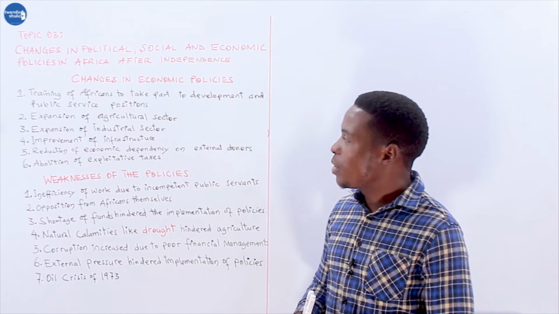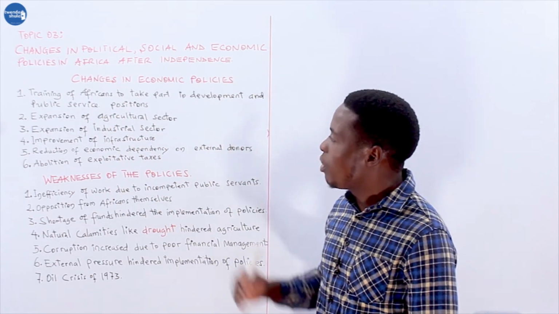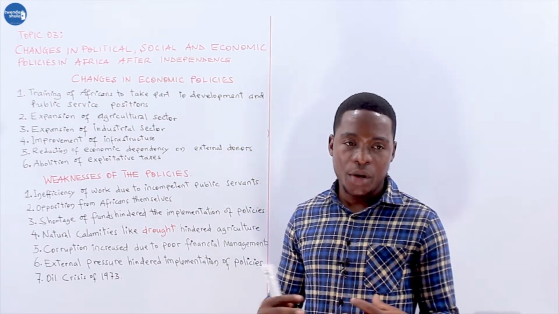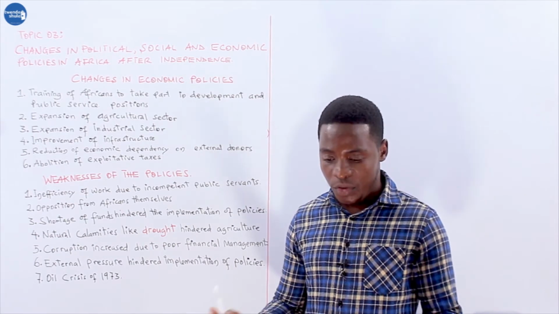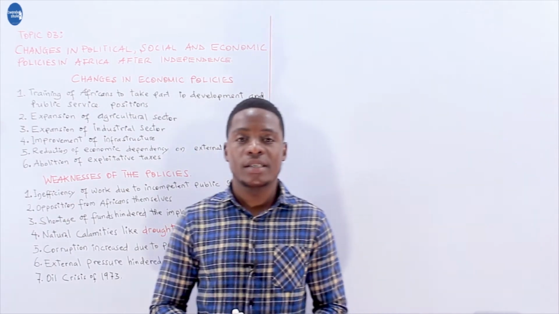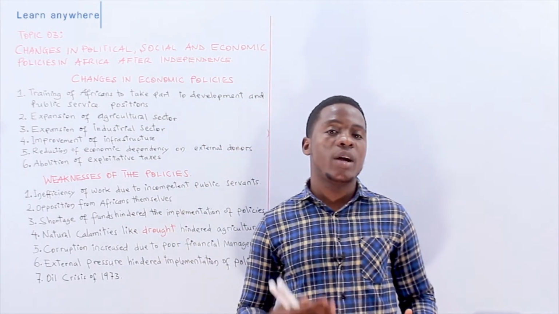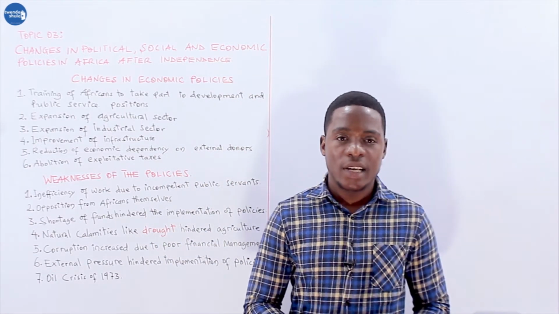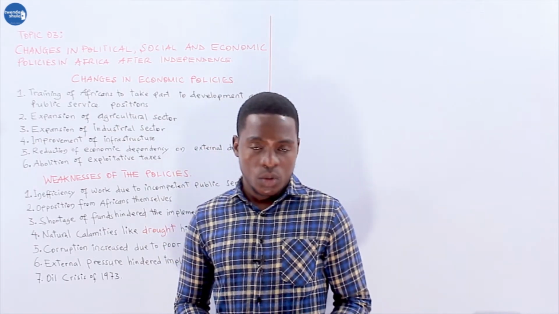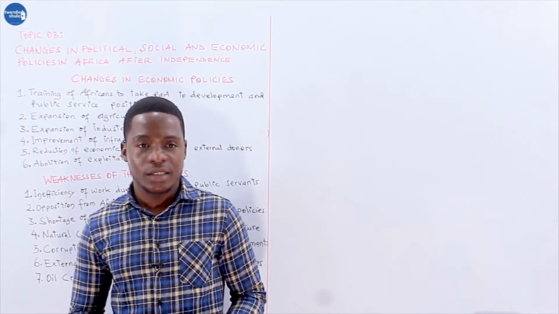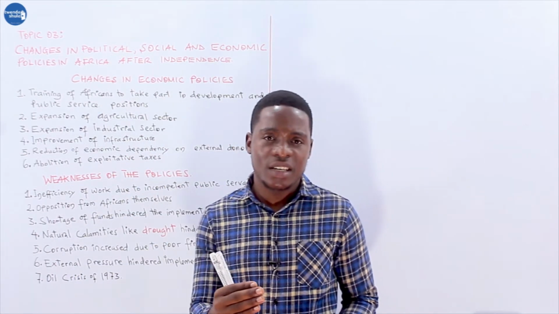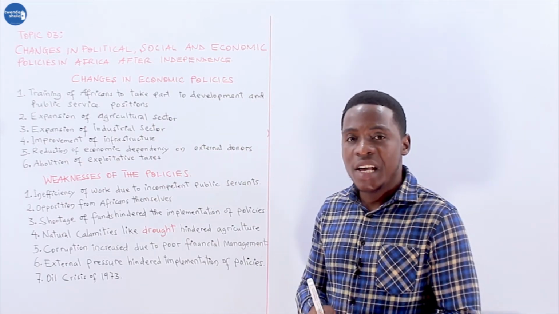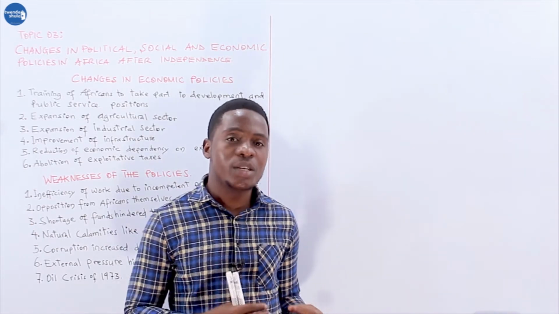Now, on the aspect of economic policies, first they had to train Africans to take part in development and public service positions. Remember, during colonial time, those few African people who had access to education were trained to take white-collar jobs. They were trained to serve the interests of the colonialists. And only a few people were trained. Remember, on the economic issue, we had a problem of unemployment. Most of the people were untrained, they had no skills, so they were not employed.